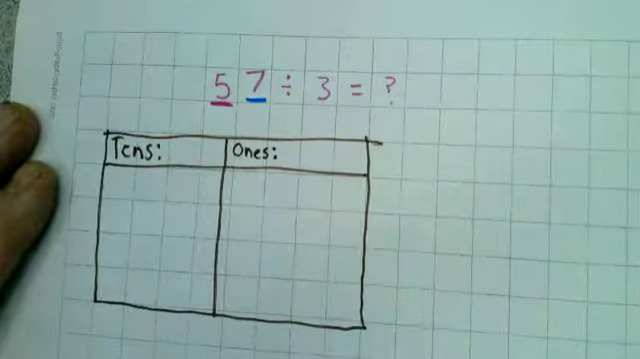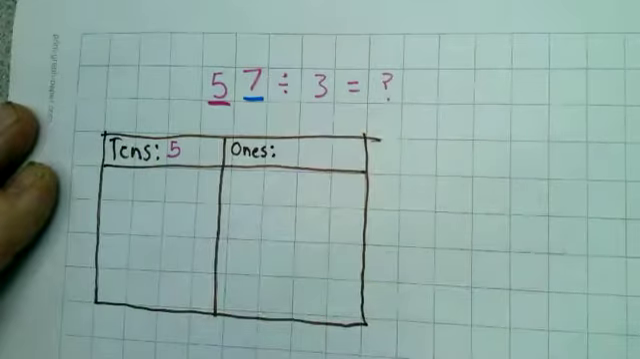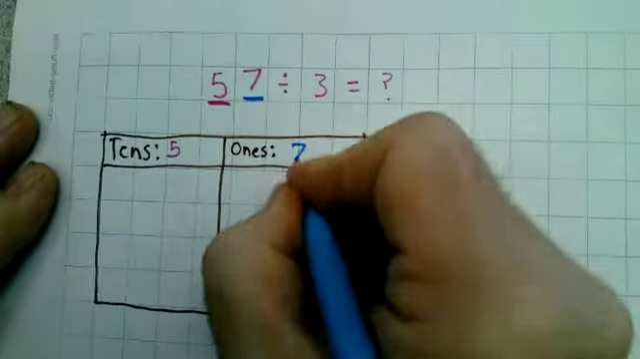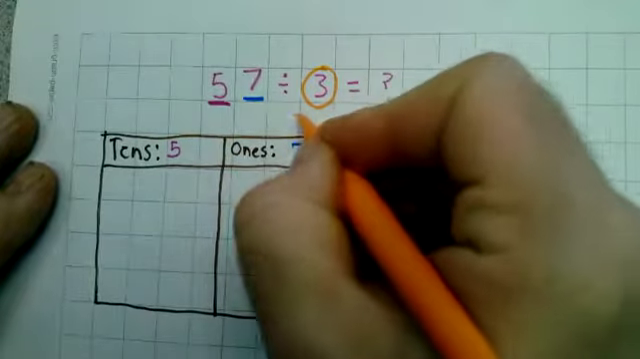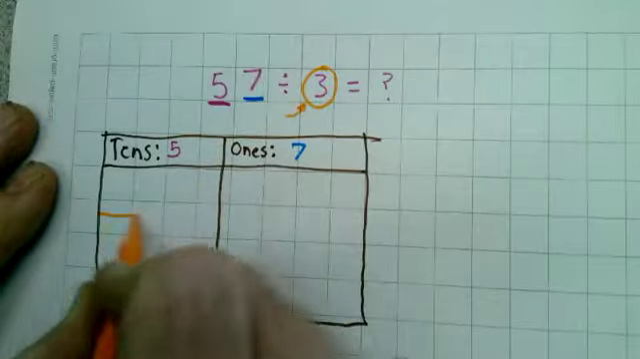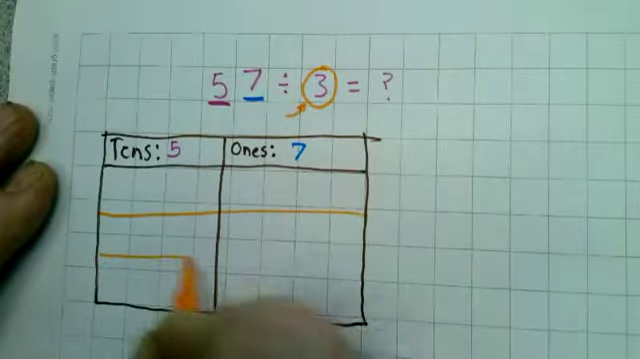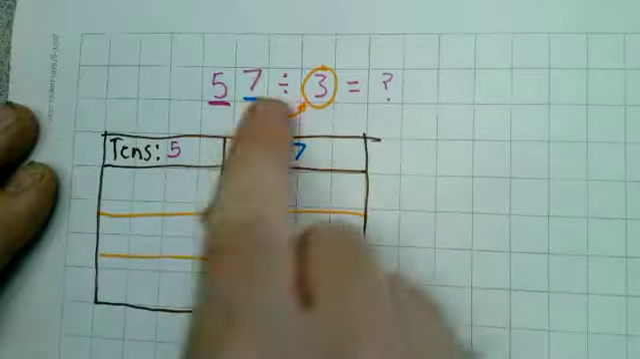So how many in 57? There's 5 tens, and there are 7 ones. Now looking at this, I'm going to divide this into three groups right here because my divisor is 3. So I'm going to go 1, 2, 3. I divided it into three groups here. So I'm going to put 57 into three groups.